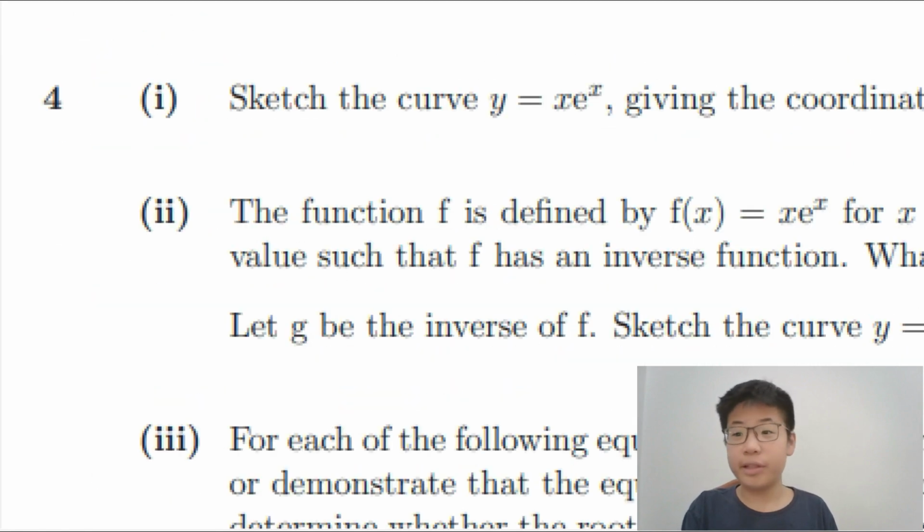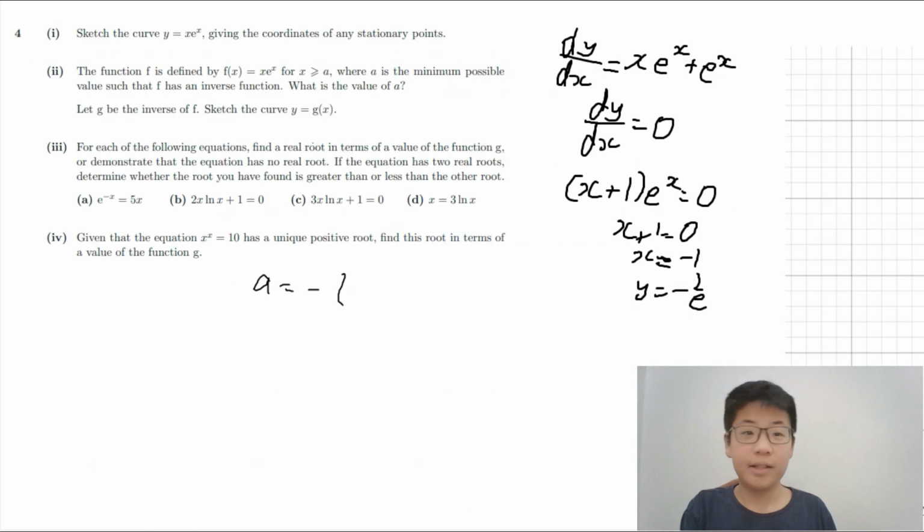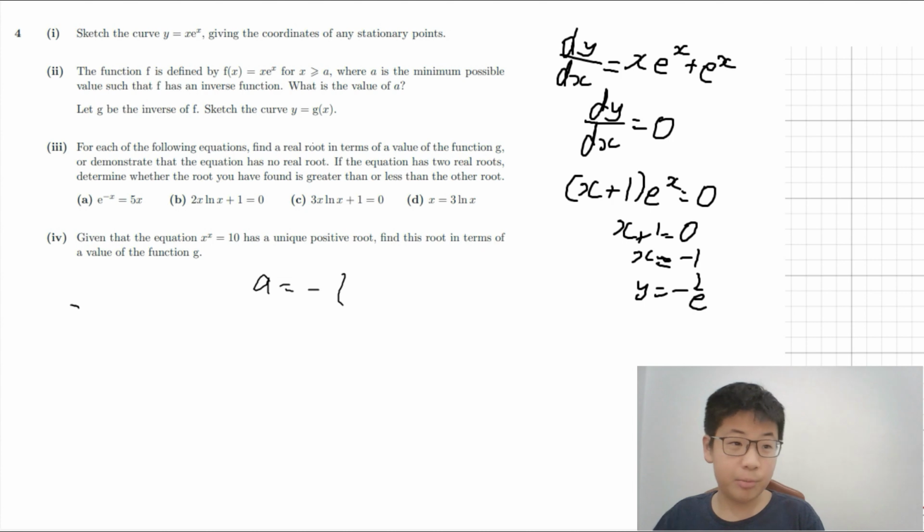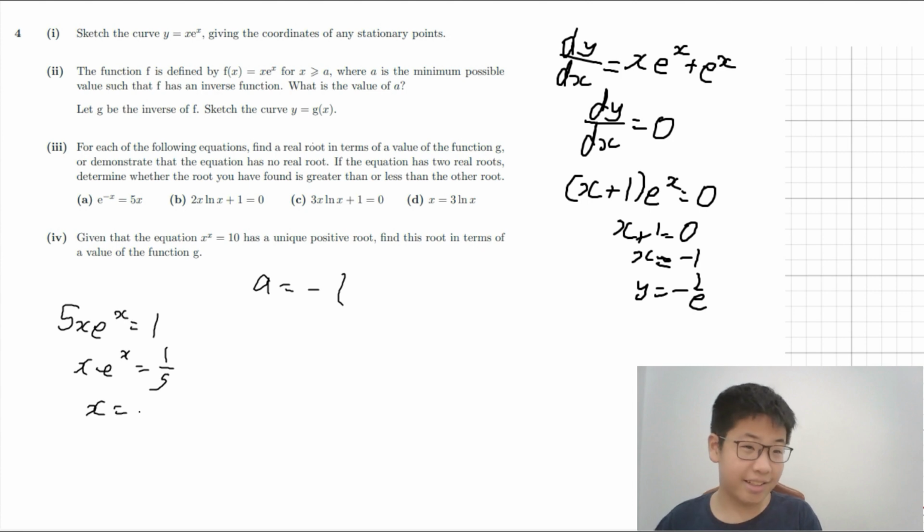For each of the following equations, find the real root in terms of the function g, or demonstrate that the equation has no real root. Let's start with part A. We multiply both sides by e to the power of x to find 5x e^x equals 1, and then we solve for x e^x to get 1 over 5. Then, using the definition of g, we get x equals g of 1/5.